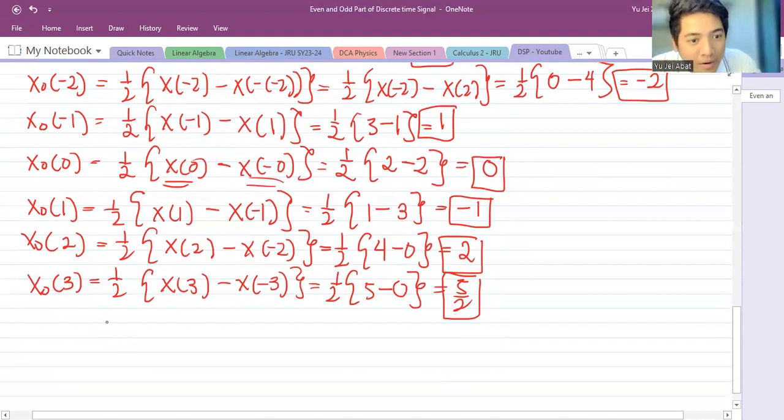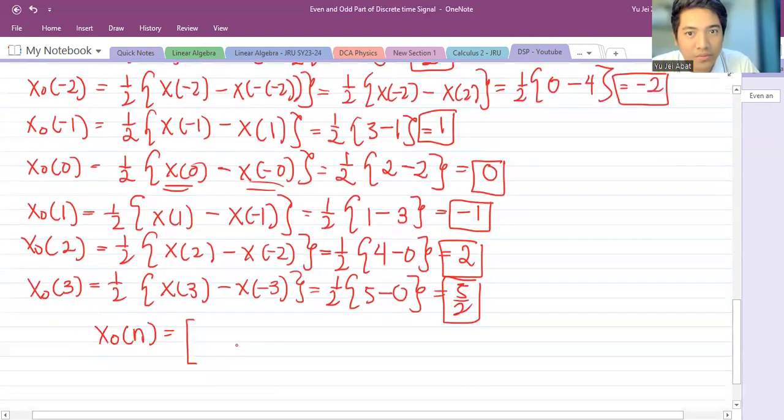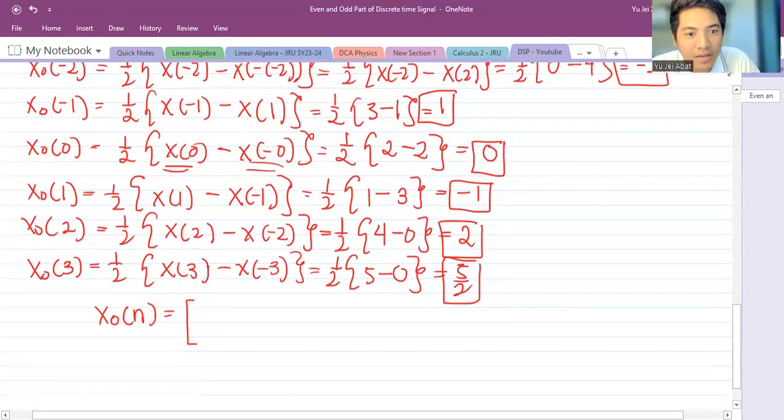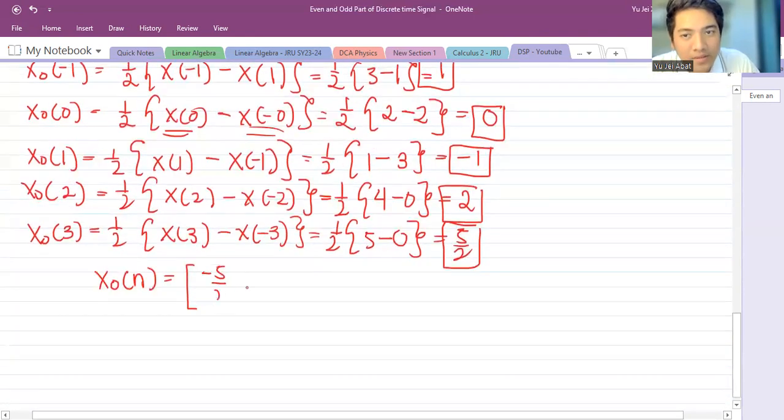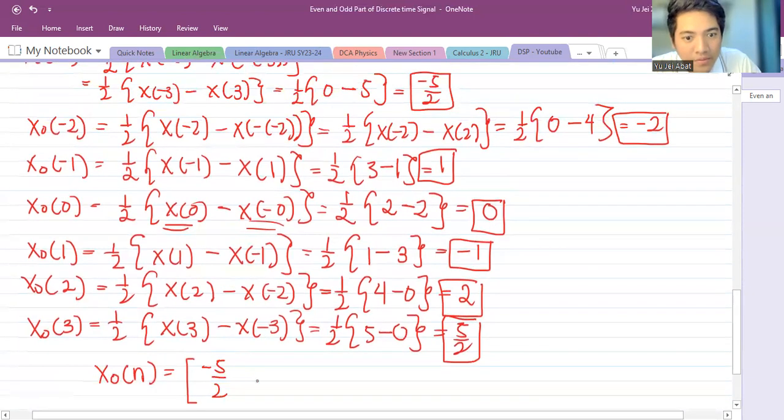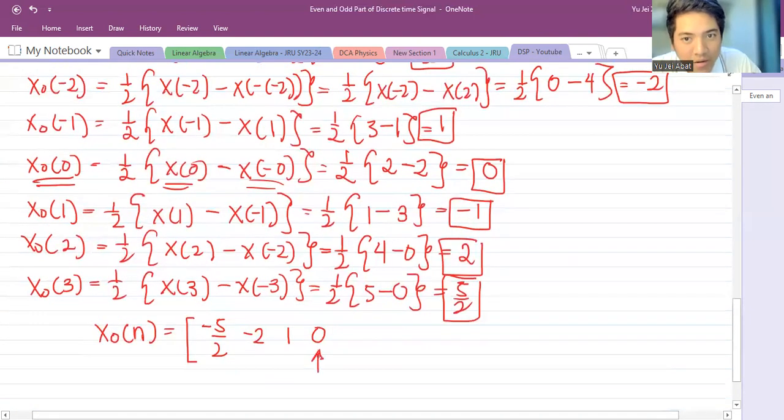So in rewriting the odd part of this given discrete signal, we must start with negative 5/2. Then we have negative 2, we have 1, and for n equals 0, it's 0. So we put a mark here at n equals 0, and then we have negative 1, 2, and 5/2 here. So this is the odd part.